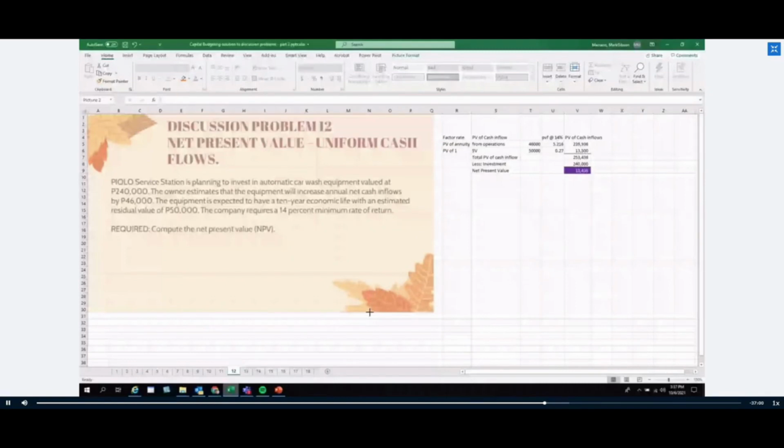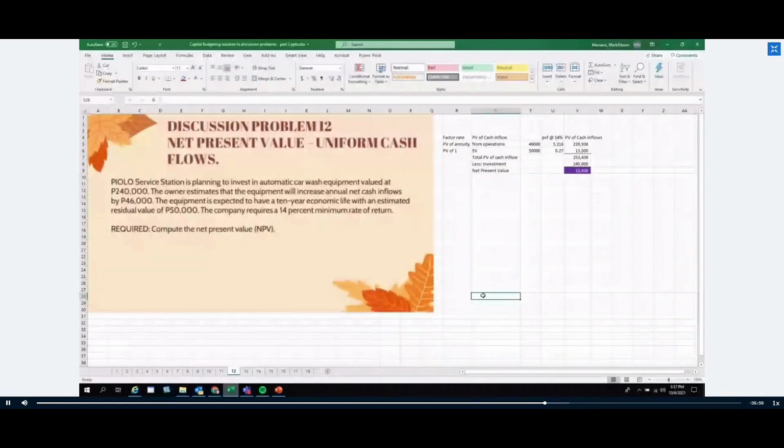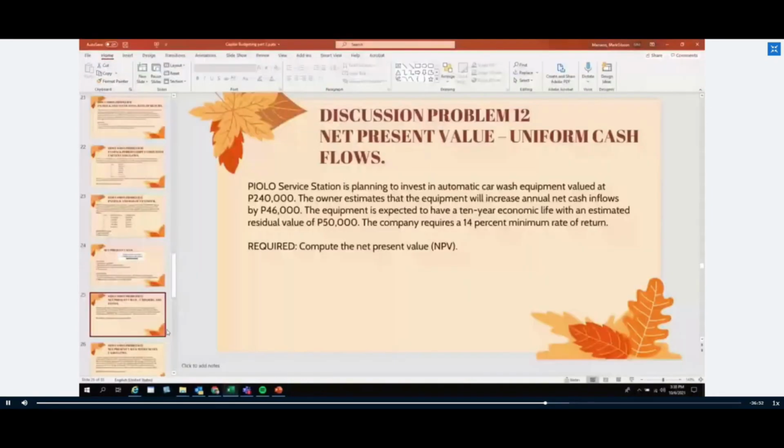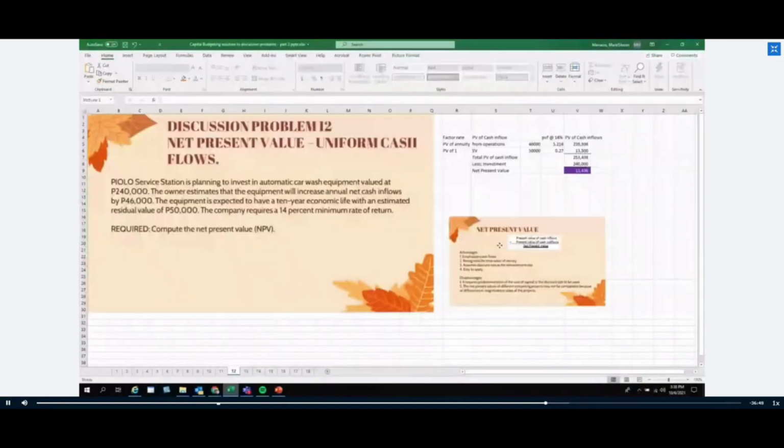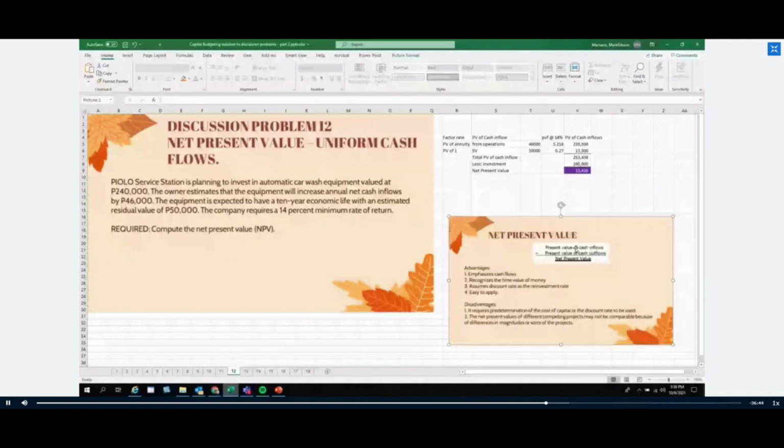So, problem number 12, sabi natin 'di ba class, ang formula lang naman natin to compute the net present value. Simply your present value of cash inflow less the present value of cash outflow.